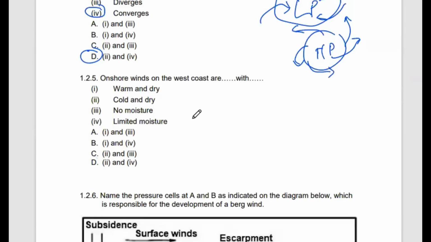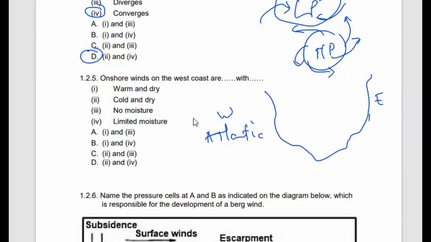Onshore winds on the west coast are dash with dash. The onshore winds you are referring to are the winds coming from the ocean onto the interior. And we are looking at the western coast here. Remember, on the western coast, this is our southern African subcontinent. Our west is here, our east is here. This is the Atlantic. And this is the Indian. Right, so we are saying onshore winds from the Atlantic.